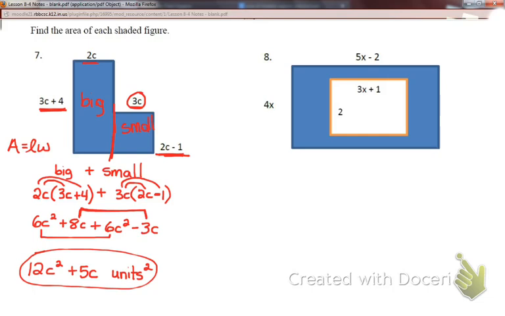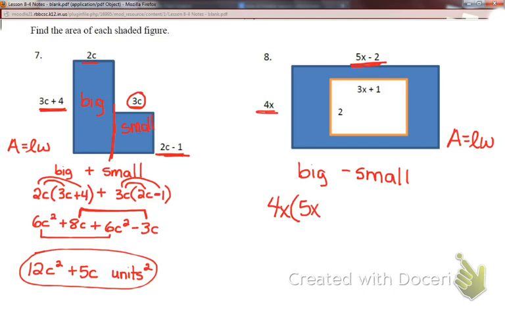Number 8 is more typical of some of the other problems we've seen earlier in this unit. We again have two rectangles, but the shaded region is going to be the big rectangle minus the small rectangle. They are still rectangles, so we will still be using A equals length times width. So looking at that big rectangle, the length and the width are the 5x minus 2 and the 4x. Again, write this in a way that'll make it nice to distribute. So you want to put the 4x, the monomial, in front of the binomial to distribute.